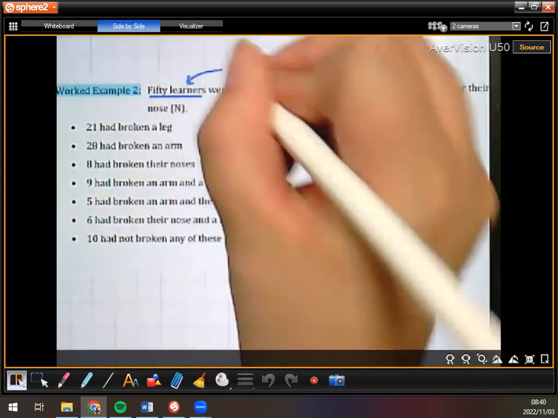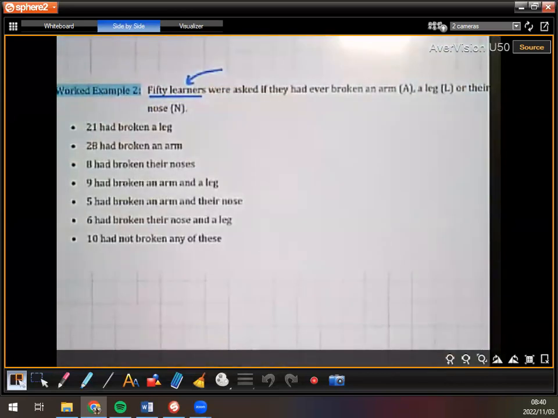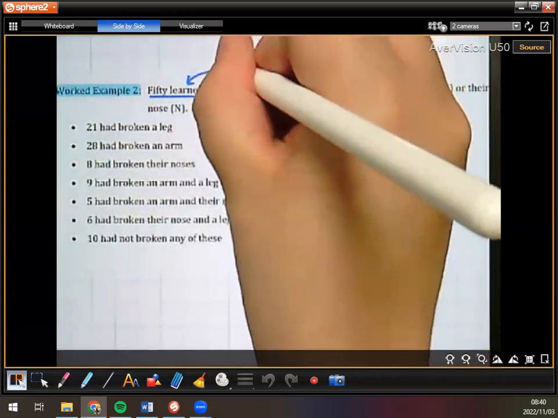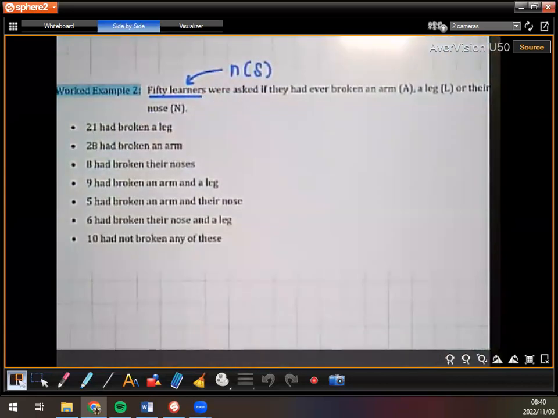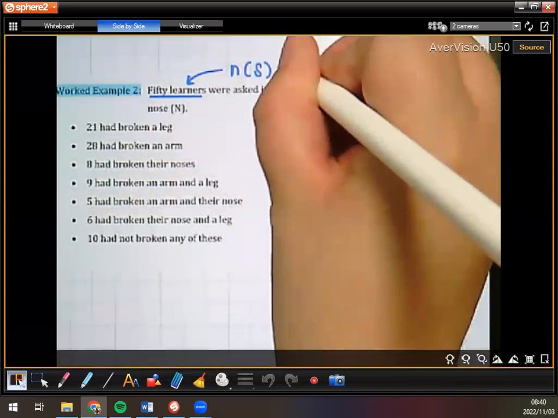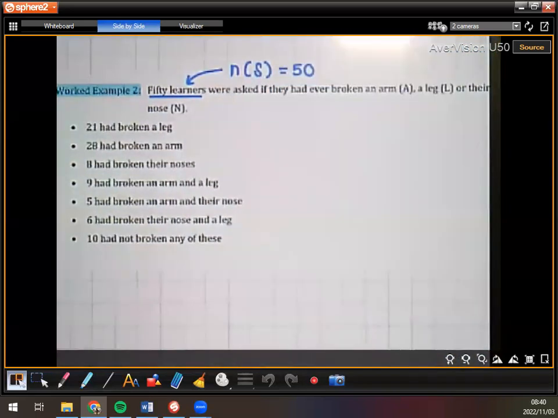If you want to, guys, just so that we are reminded of this, the notation n(S), because they can ask us that. They can ask you for n(S), that is the number of people in the sample space. So that's always the total number of people that were asked or that were part of the study, whatever. So that would be 50.